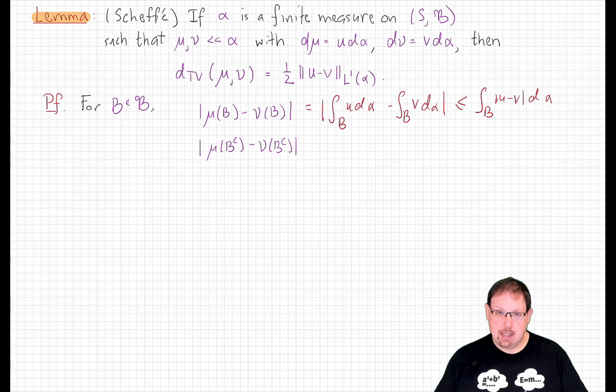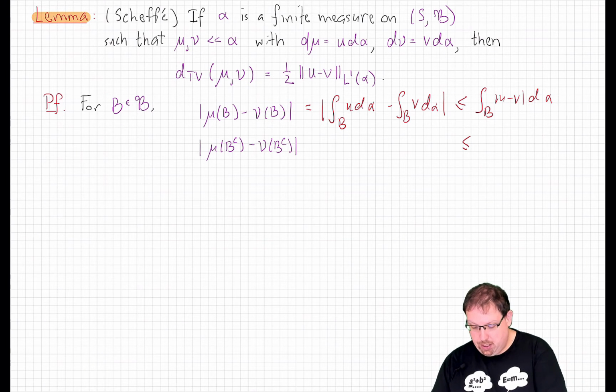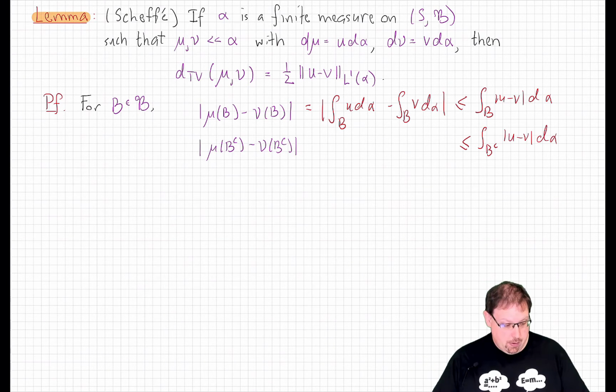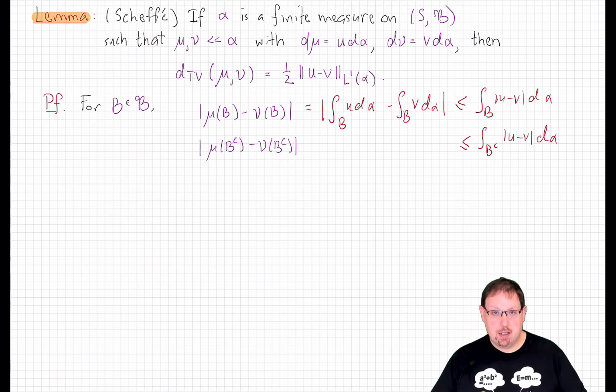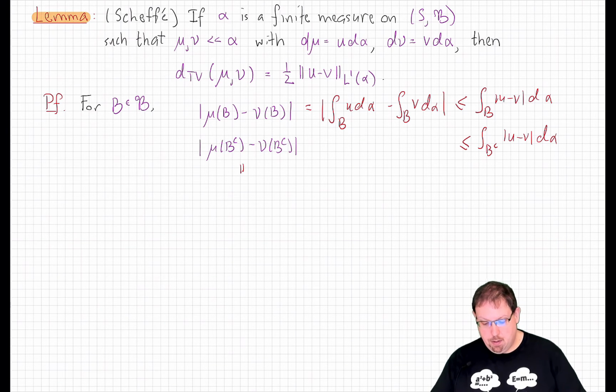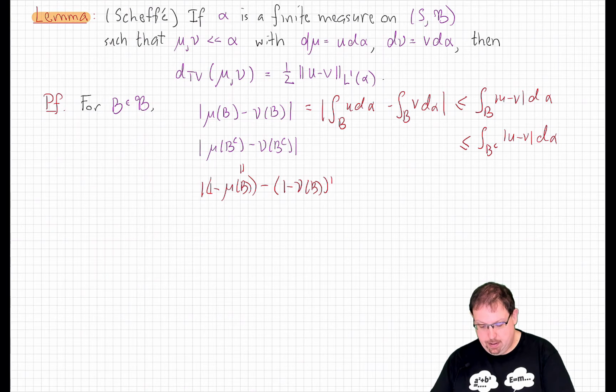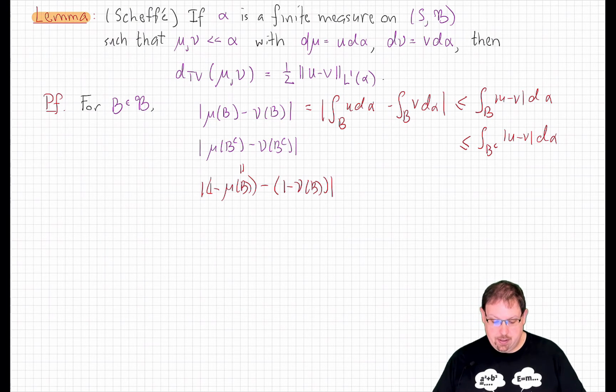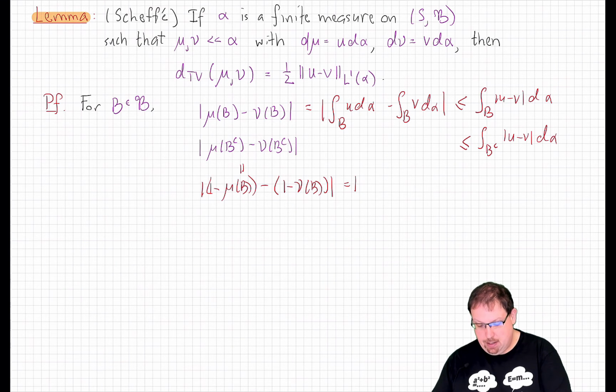And analogously, let's do the computation for the difference between mu of b complement and nu of b complement. There, we'll get the same thing with a b complement. But notice that because mu and nu are probability measures, mu of b complement is 1 minus mu of b, and similarly, nu of b complement is 1 minus nu of b. And so the difference of mu of b complement minus nu of b complement in absolute value is the same as the difference between mu of b minus nu of b.